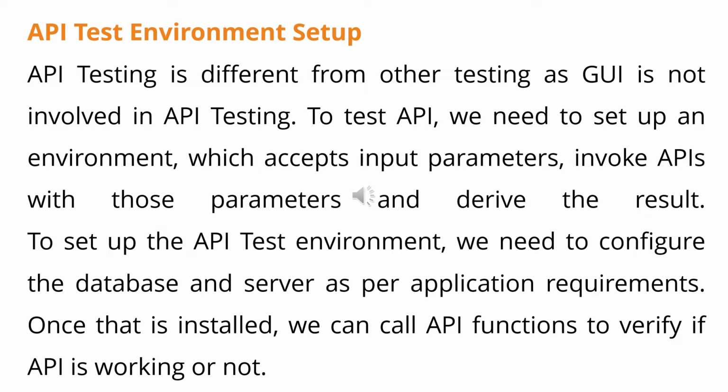API test environment setup. API testing is different from other testing as GUI is not involved in API testing. To test API, we need to set up an environment, which accepts input parameters, invoke APIs with those parameters and derive the result. To set up the API test environment, we need to configure the database and server as per application requirements. Once that is installed, we can call API functions to verify if API is working or not.